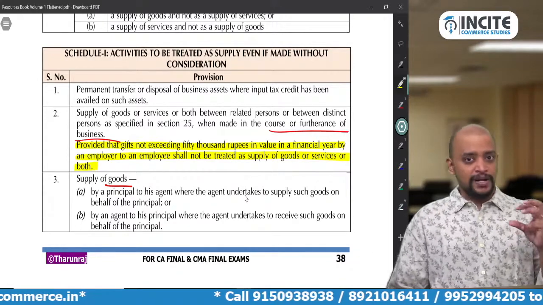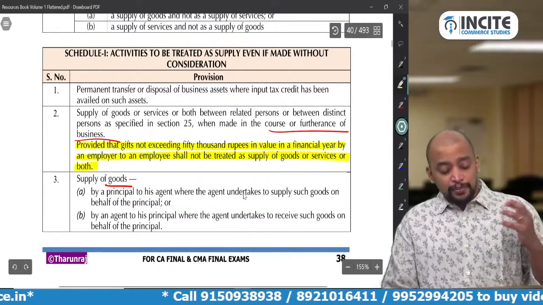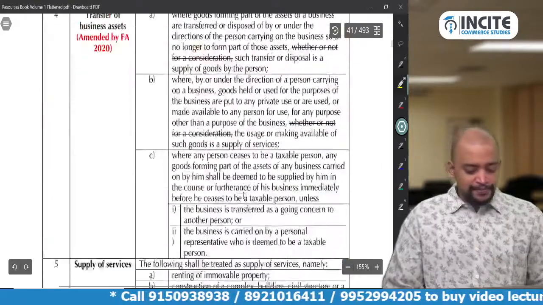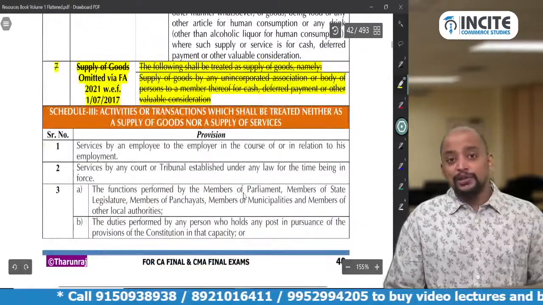Now, this is one part. Then, another point related to employer-employee: please take Schedule 3.